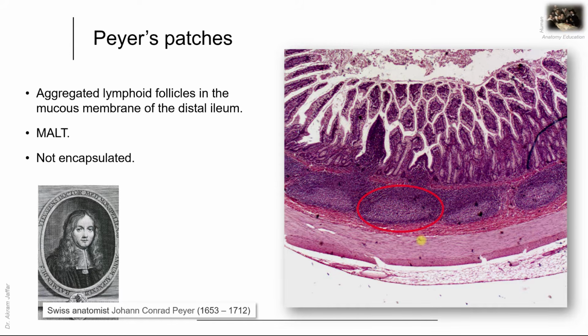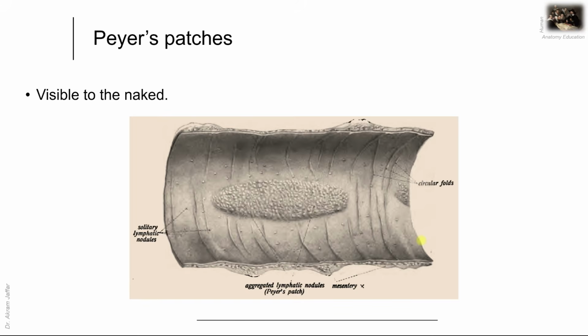They are lymphoid follicles, and they are considered as part of the mucosa-associated lymphoid tissue, acting as part of the immune surveillance system. In the distal part of the ileum, they aggregate together, and so they can be clearly seen with the naked eye, and they are called Peyer's patches. Peyer's, referring to the Swiss anatomist Peyer of the 17th century. You can see them here in this diagram.